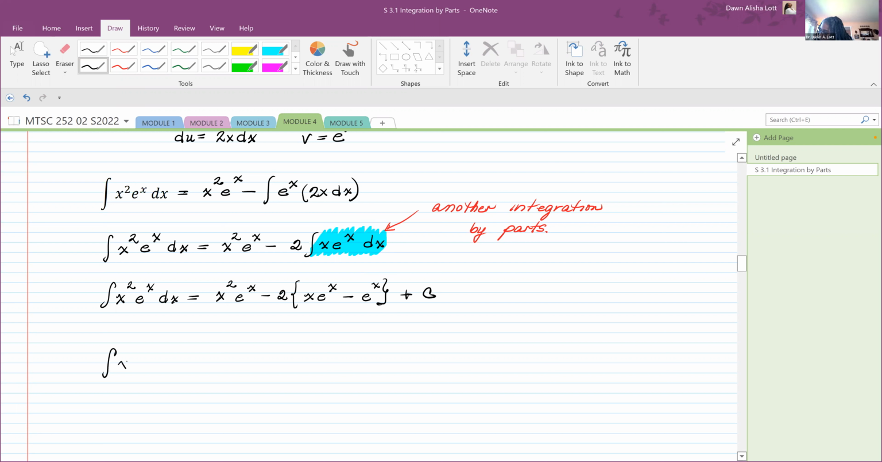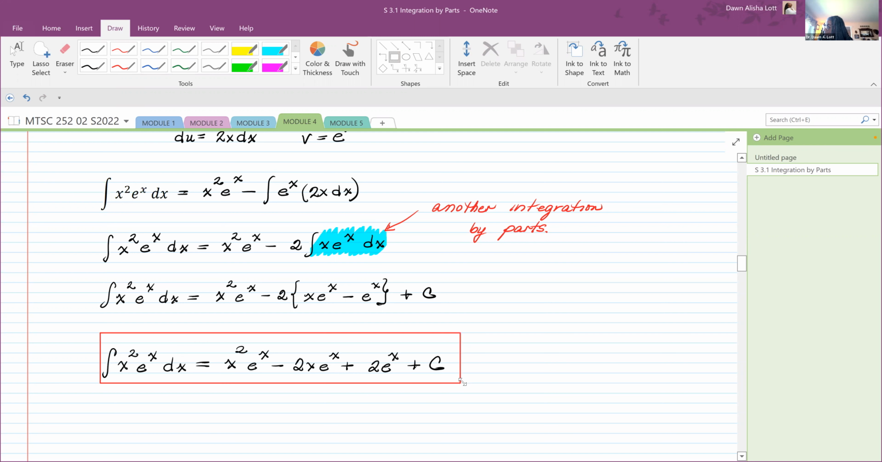So now the integral of x squared e to the x dx is going to be x squared e to the x minus 2x e to the x plus 2e to the x plus a constant, because I put in what I got from the previous integral. I'm lucky that we did that already. Okay, so far so good.